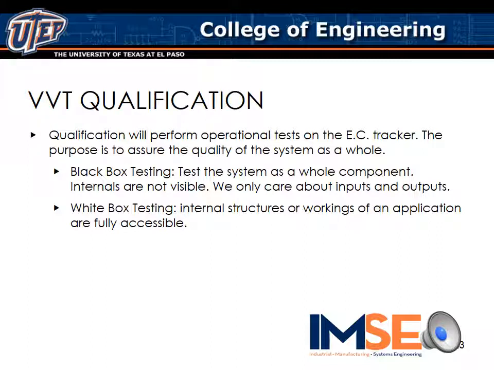Validation, verification, and testing qualification. In order to assure the quality of a system, we need to perform operational tests on the system, in this case the EC Tracker. 2 common tests in order to assure VVT qualification are black box testing and white box testing. In black box testing, we test the system as a whole. We don't have any knowledge of the internals of the system. In white box testing, we test the internal structures and we are fully aware of the internals of the system.